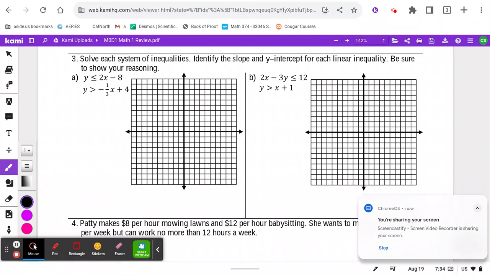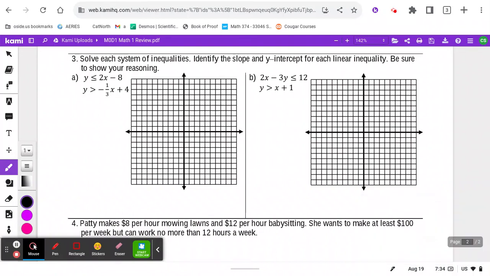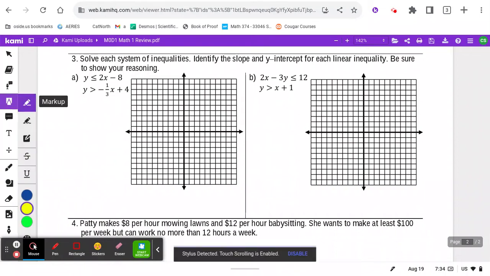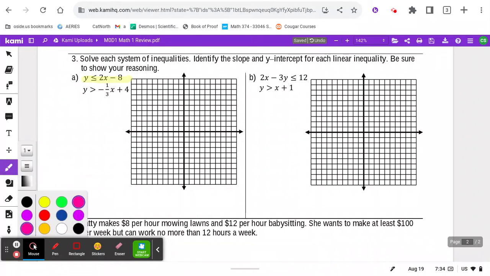Okay, we're asked to solve a system of inequalities here. It means instead of just having two linear equations and seeing where they touch, we're now going to be graphing one linear inequality and shading, and then graphing another linear inequality and shading, and seeing where that overlapped shaded region is. Here we go.